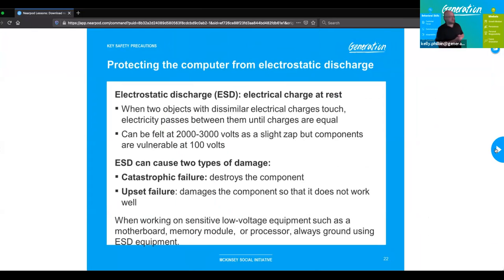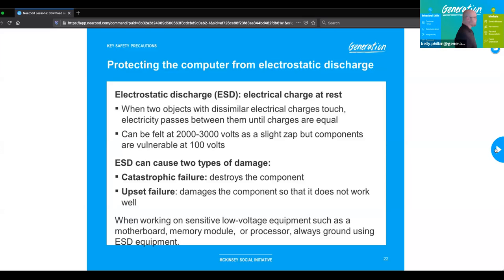All right. We kind of got into this a little bit earlier with static electricity and computer components, where components can be destroyed with 100 volts, and we can't feel anything less than 2 to 3,000. So we actually have to use things to protect ourselves and the computers from these types of shocks so that we're not destroying computer components. The acronym they use for it is ESD, which basically translates to electrostatic discharge. Essentially, it can cause two different types of failure: catastrophic, where the component is completely destroyed and unusable, and an upset failure, where you didn't quite destroy it all the way, but it's not going to work to its fullest capacity because it's been heavily damaged.